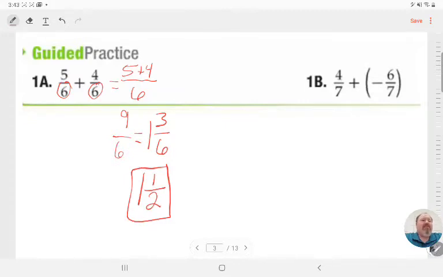Let's see how you did on 4/7 plus a negative 6/7. Again, we have the same denominator, so we keep the denominator of 7, and then it would be 4 plus a negative 6. Well, 4 plus a negative 6 is going to give me a negative 2 over 7. Different signs, we subtract and keep the sign of the larger absolute value. So negative 2/7. All right.